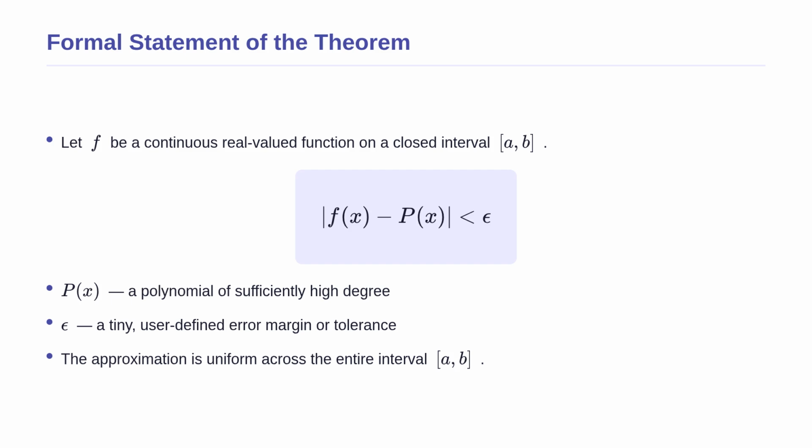Because this holds for all x simultaneously, we call it a uniform approximation. The maximum vertical gap between the true curve and the polynomial never exceeds epsilon, anywhere on the graph.